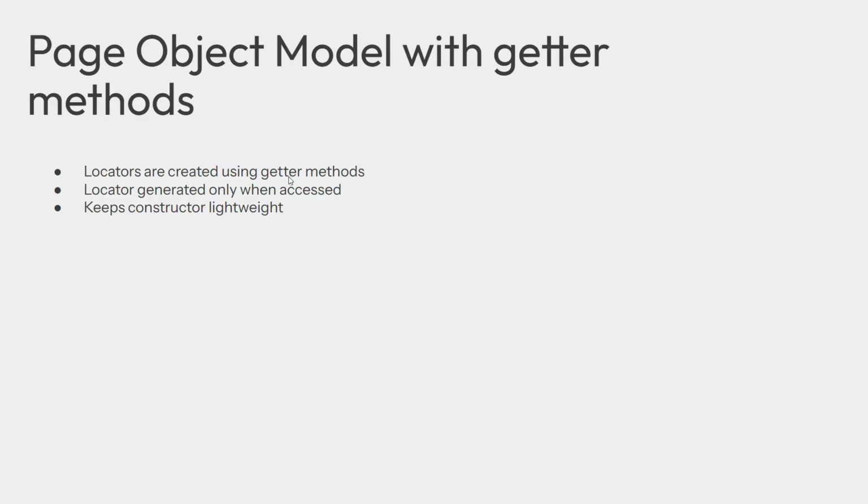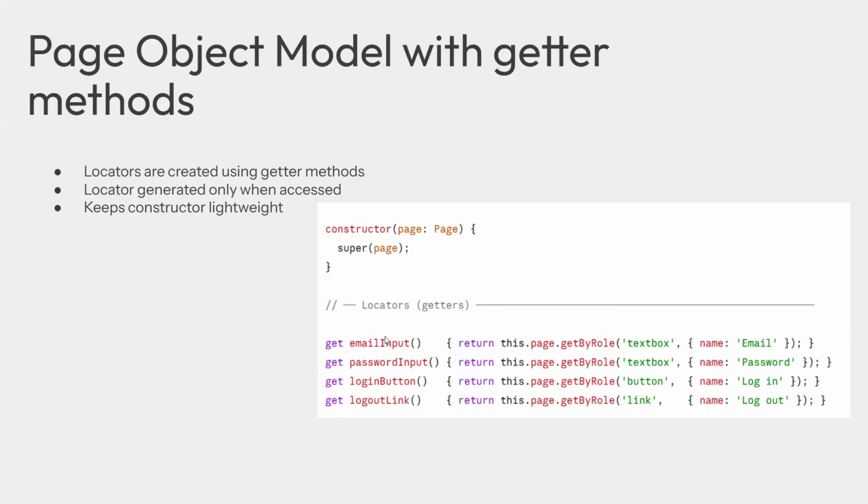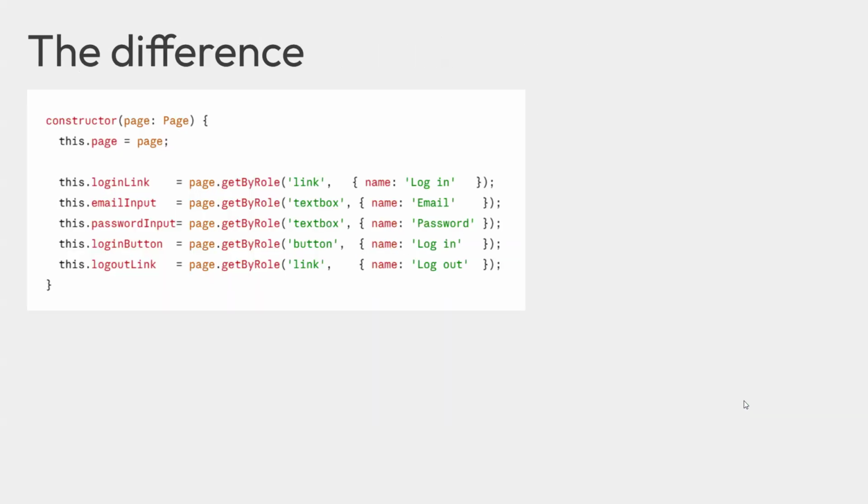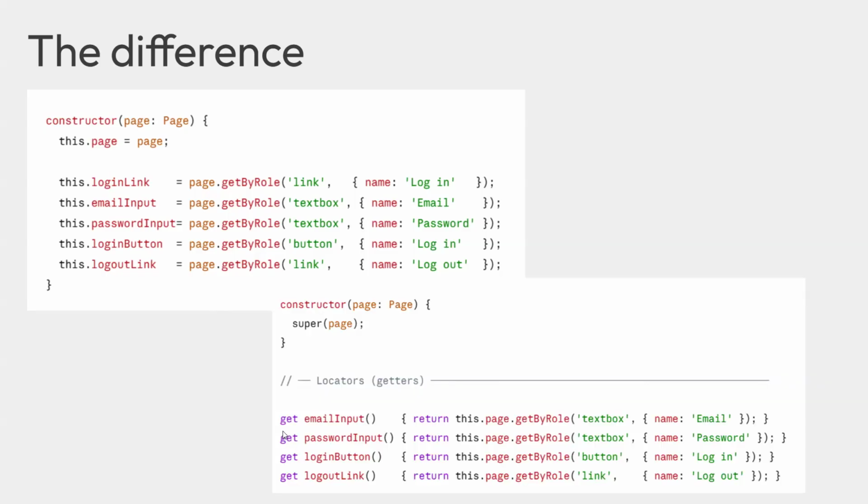So for such cases, the getter method is better, where we will use these methods: get email input, which will return the locator for the email; get password input, which will return the locator for the password; likewise for the login and logout. Okay, so if you want to see the difference, earlier we had initialized the elements in the constructor, and now we are using the getter methods. Now my constructor is free, and the getter methods are used to find the elements.